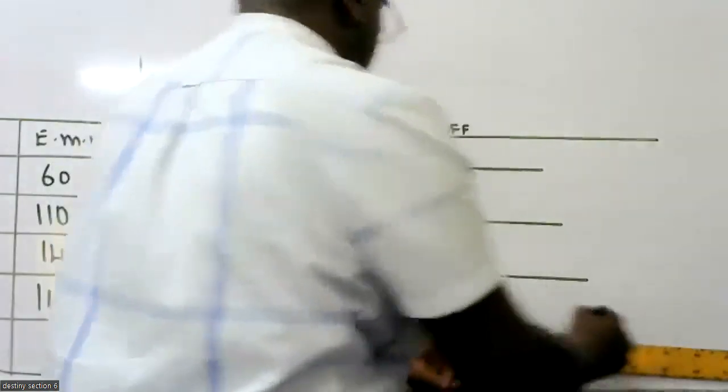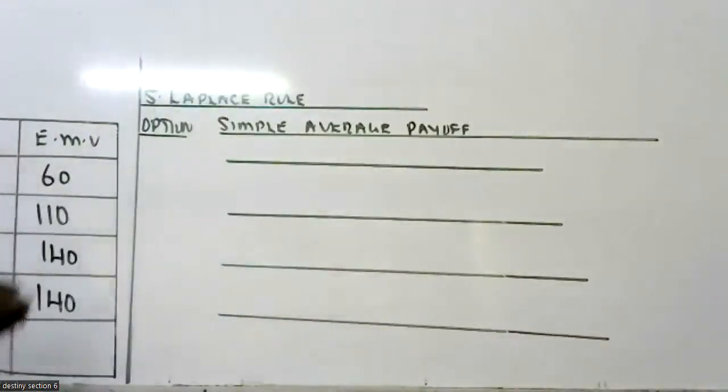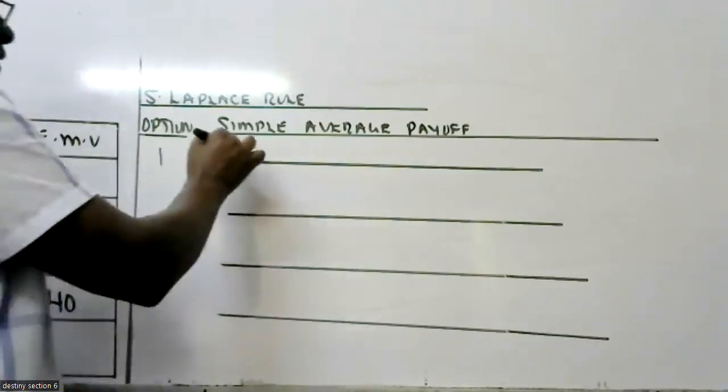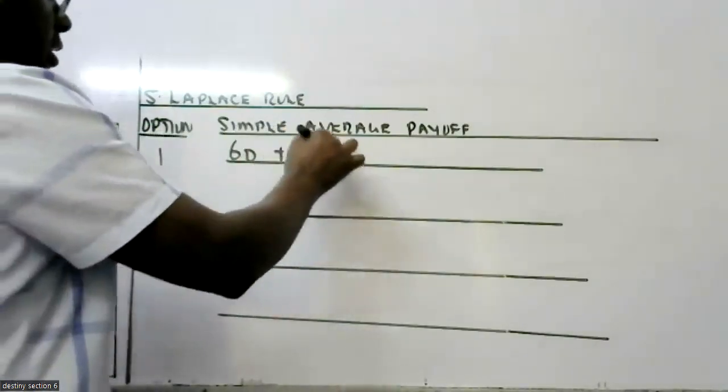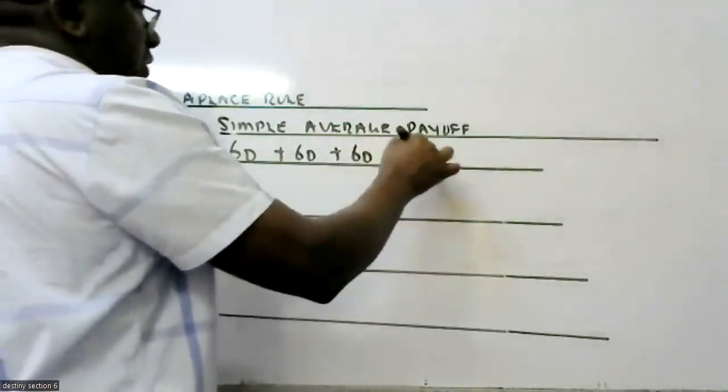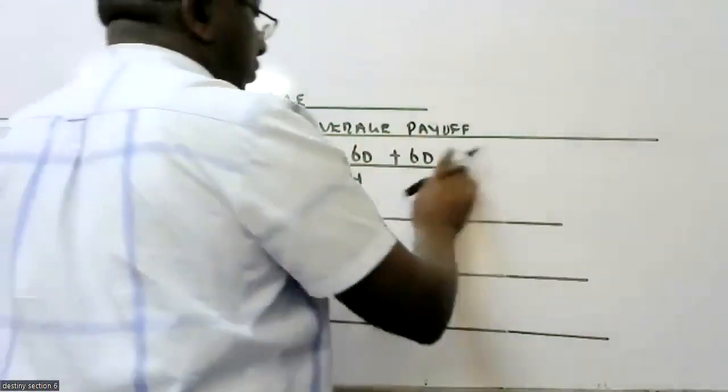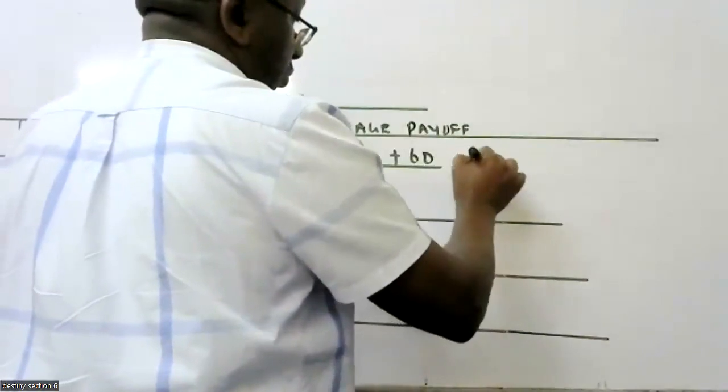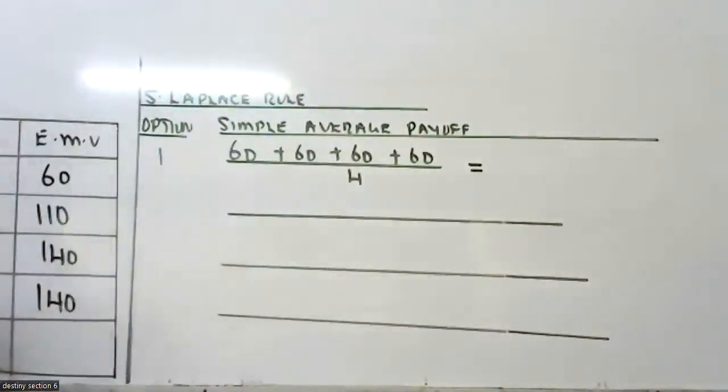Not a table. So in option one, what you do, you come here, pick these pairs. So you say 60 plus 60 plus 60 plus 60, you divide by 4 because there are 4 of them. The answer will be 60.